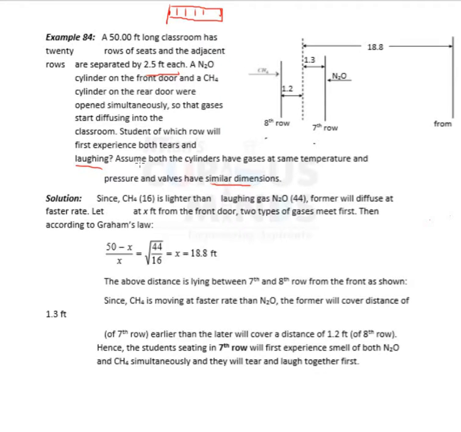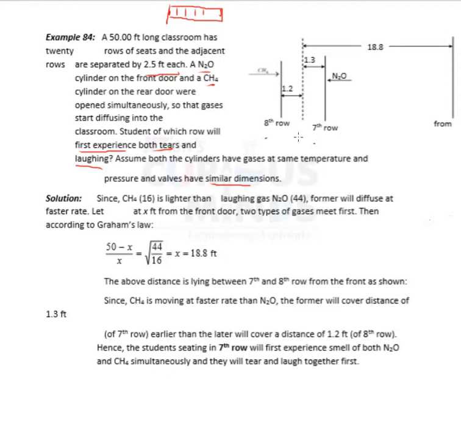After all the gases have been diffused, everyone will actually experience both tears and laughing. But you need to find who experiences it first. So first you need to know, why will tears and laughing happen? So you should know that N2O is known as laughing gas, and it creates laughter, and the CH4 creates tears. If you inhale the gas that is diffused, there are tears coming out, right? So we need to find where this will happen.